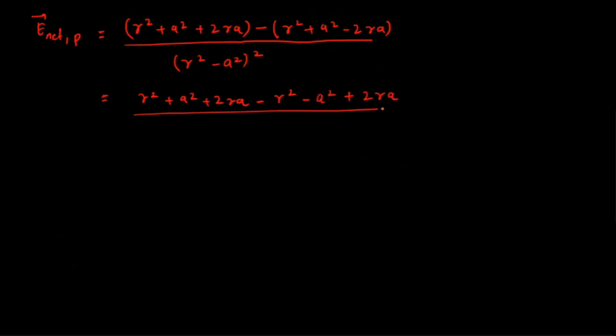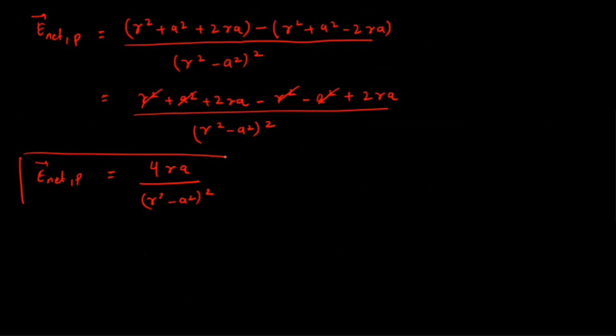When they change, we'll ultimately have R square cancel out R square, A square cancel out A square. We're going to have 4RA over (R square minus A square) whole square. So this is the relation we actually use for finding the electric field due to a dipole at an axial point. But there are a few cases, or you can mark it as a special case, and this special case is something we actually use to find the relation for the given scenario.